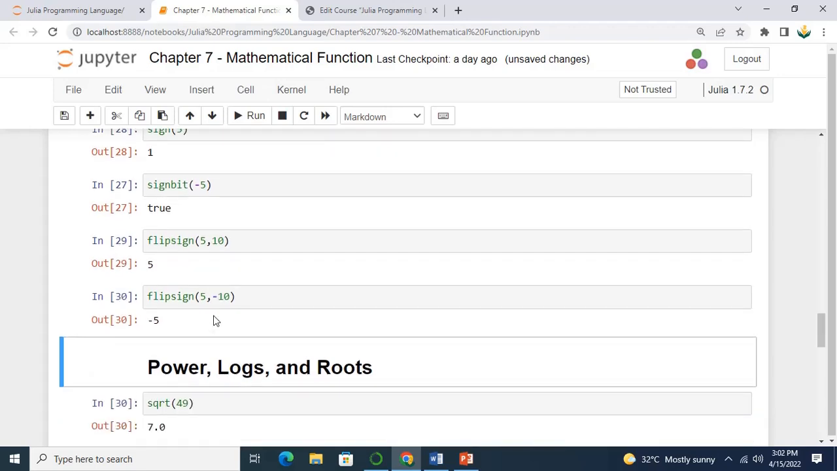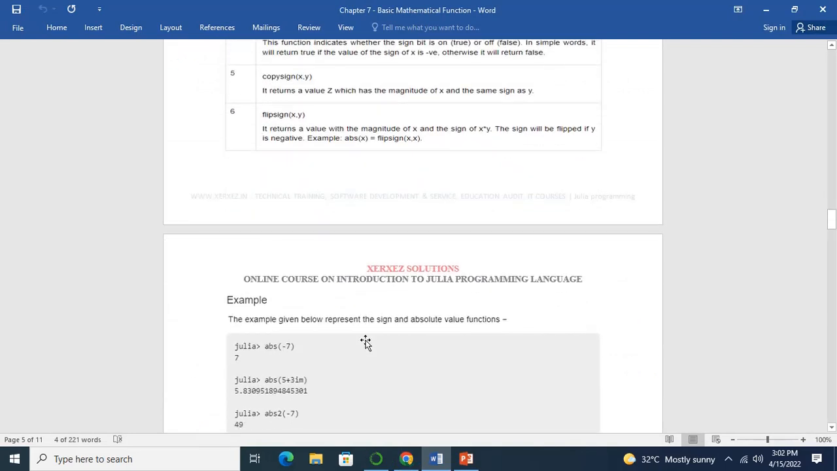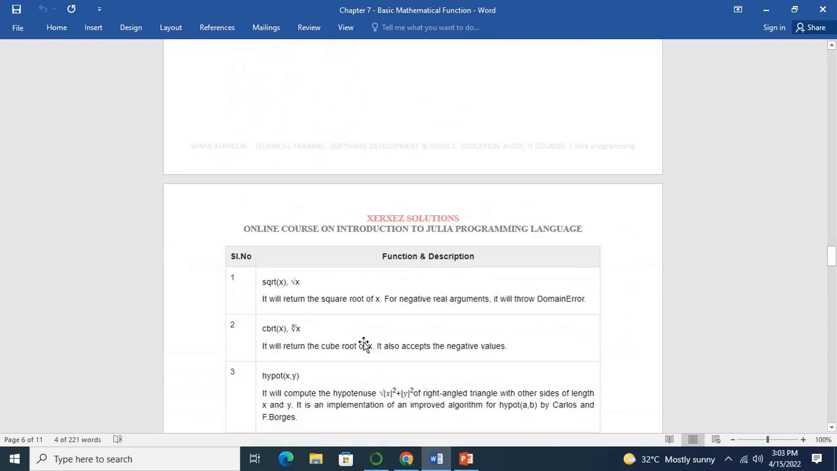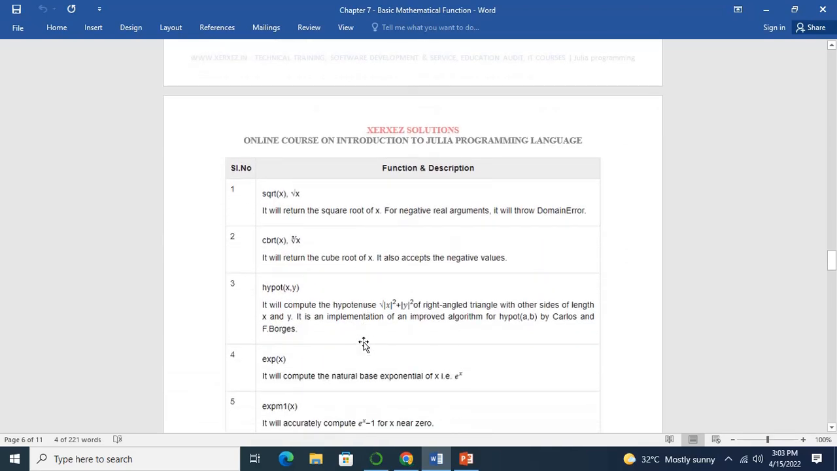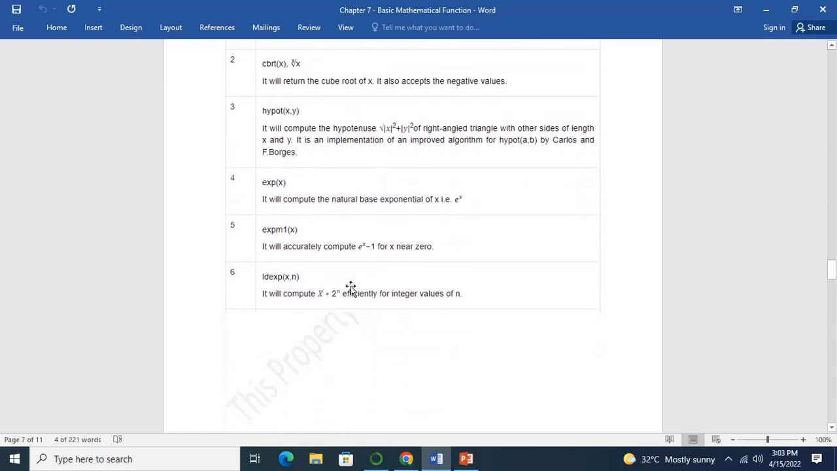Next we have a very important concept called powers, logs as well as roots, which are very important as far as any mathematical computation and programs are concerned. As far as the methods are concerned, here we have sqrt, cbrt for cube roots, hypot to calculate the hypotenuse, exp, expm1, and so on.